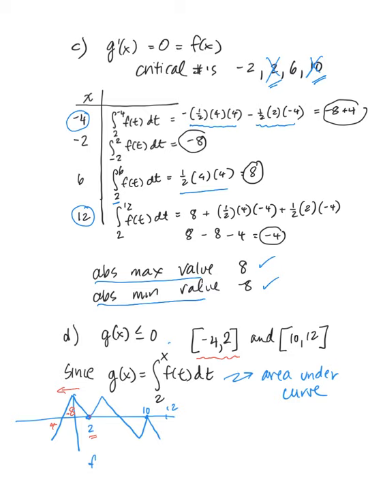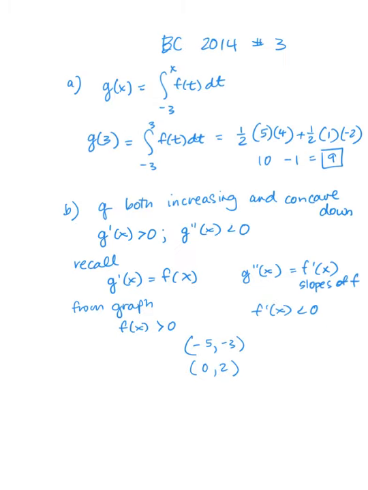Also, we know from 2 to 6, we're going to have positive area. From 6 to 10, this triangle and this triangle are similar, and therefore they cancel each other. So then anything here from 10 to 12 is going to also give us negative. So there we go. All right, BC 2014 number 3.